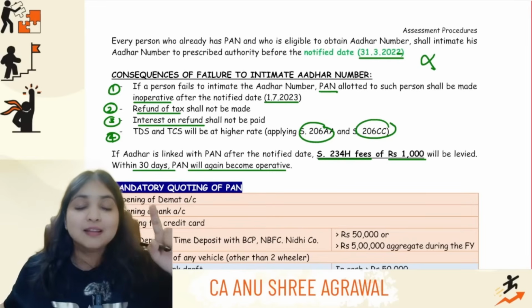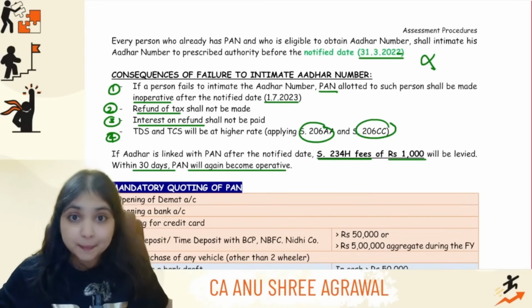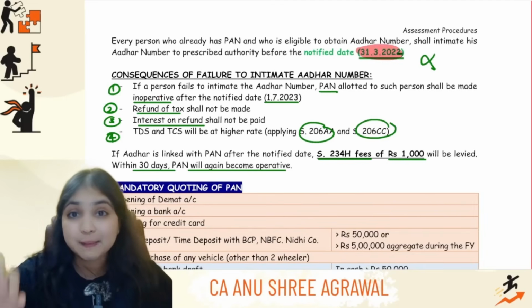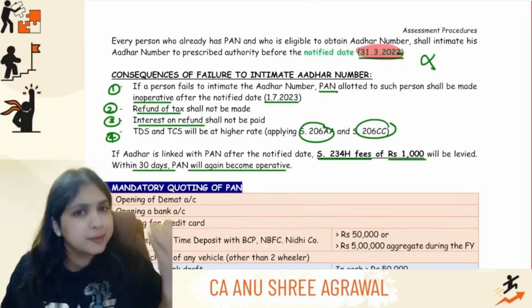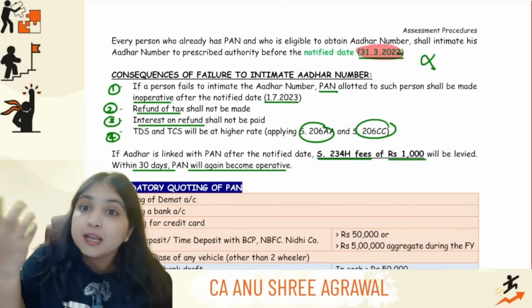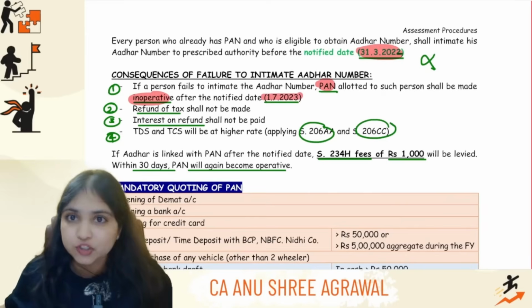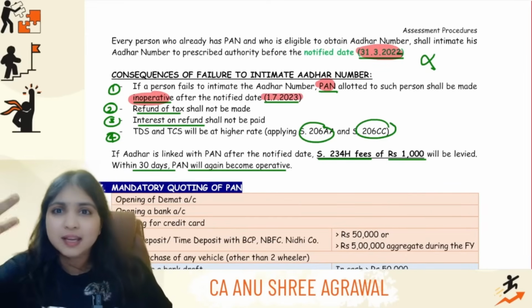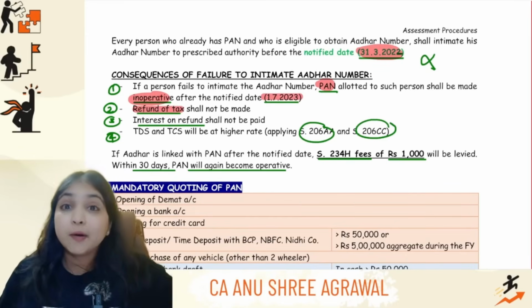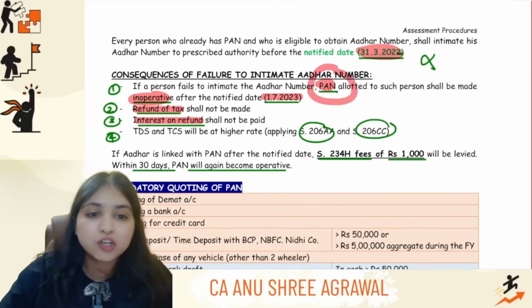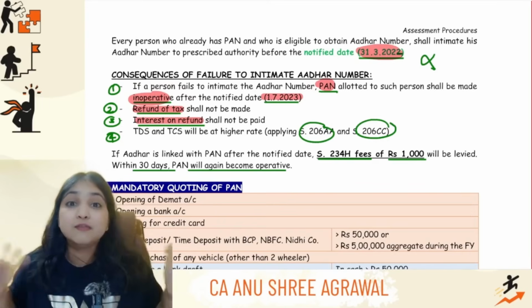So listen to me. The Aadhaar number has to be linked with the PAN number by which date? By 31st March 2022. If you don't link it by 31st March 2022, how many things will happen? 4 things will happen. Thing number 1, your PAN will become inoperative. But PAN will become inoperative when? Only on 1st July 2023. Point number 2, income tax refund and all you will not get. Point number 3, interest on income tax refund you will not get. Point number 4, because your PAN has become inoperative, it is as if you have no PAN.